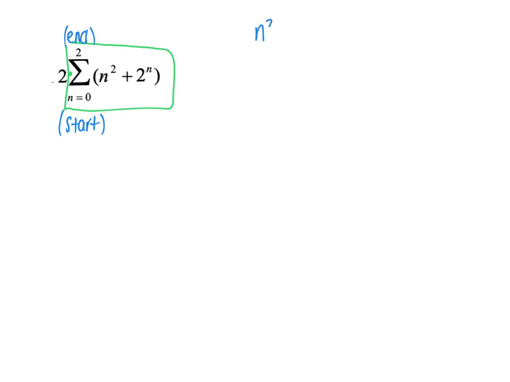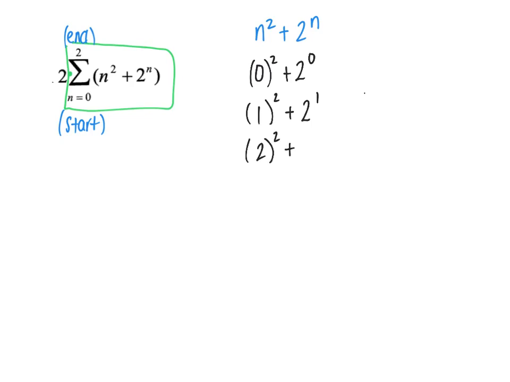So we have n squared plus 2 to the n. So I'm starting off when n is 0. So n is 0: 0 squared plus 2 to the 0 power. Then I start with n is 1. So 1 squared plus 2 to the first. Then 2: 2 squared plus 2 to the second. And that will be our answer after we sum.